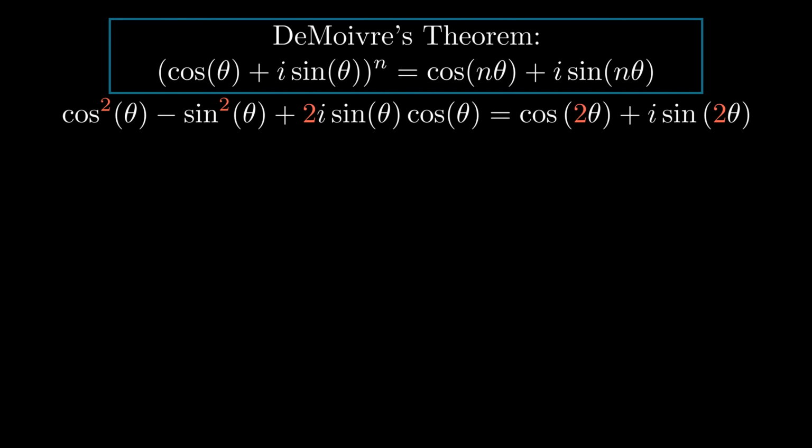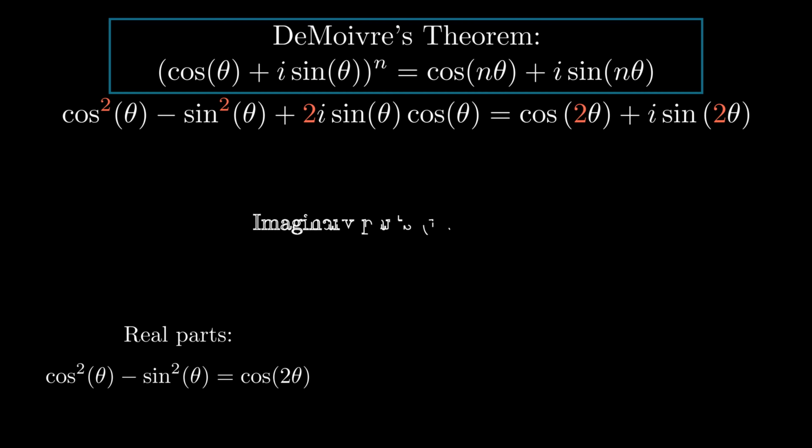From this result, we can look at just the real parts, meaning the parts that aren't multiplied by an i. From the left side, we have cosine squared minus sine squared, and this is equal to the real part of the right side, which is just cosine of 2 theta. This gives us a double angle formula for cosine.